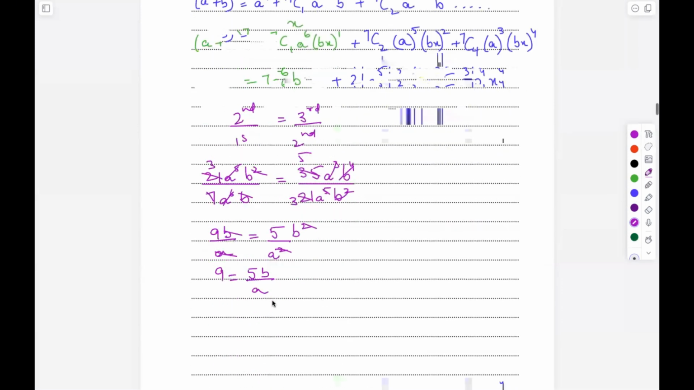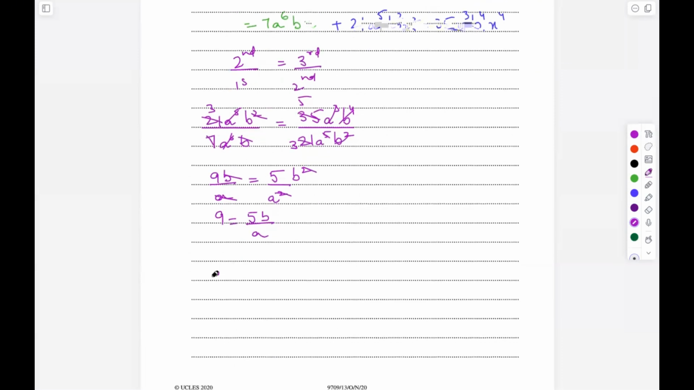As we have to find the value of a upon b, we'll take a on the left hand side and b also on the left hand side, so that will become a upon b, and this will be equal to 9 will come on the right hand side and divide by 5. So a upon b will be equal to positive 5 upon 9.